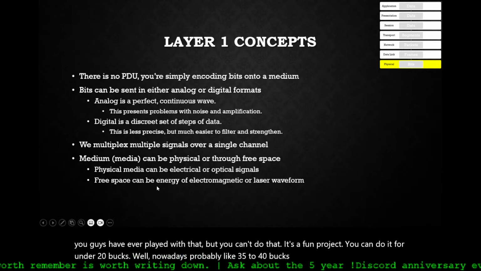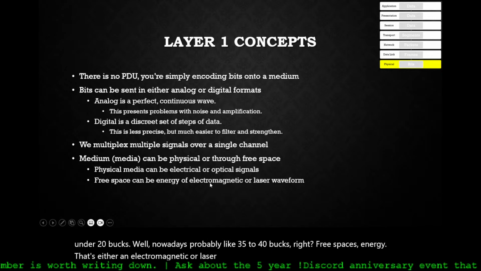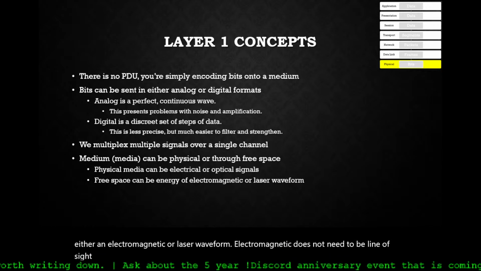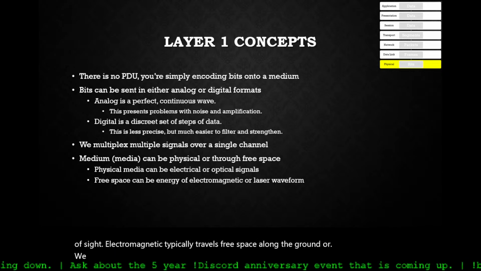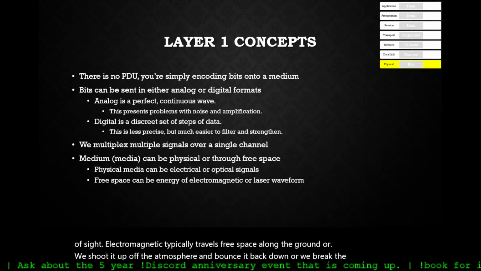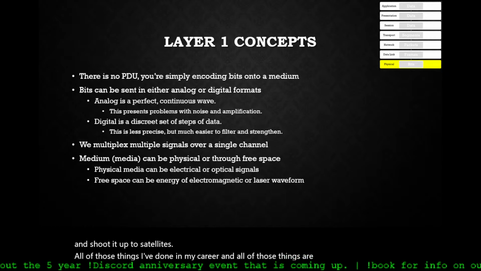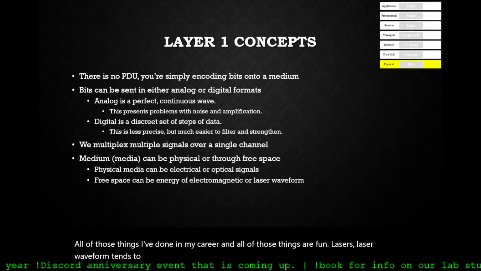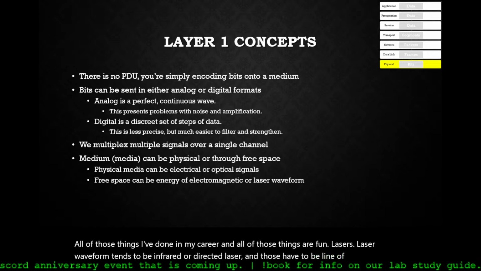Free space is energy. That's either an electromagnetic or laser waveform. Electromagnetic does not need to be line of sight. Electromagnetic typically travels free space along the ground, or we shoot it up off the atmosphere and bounce it back down, or we break the atmosphere and shoot it up to satellites. All of those things I've done in my career, and all of those things are fun. Laser waveform tends to be infrared or directed laser, and those have to be line of sight almost universally.